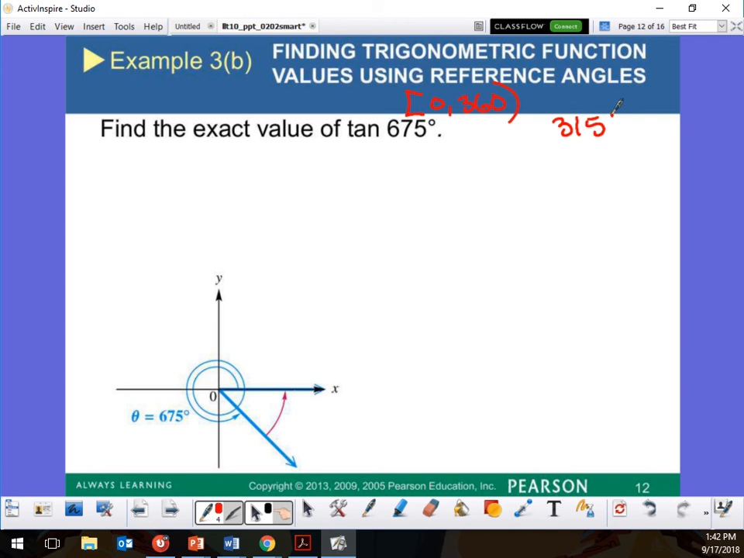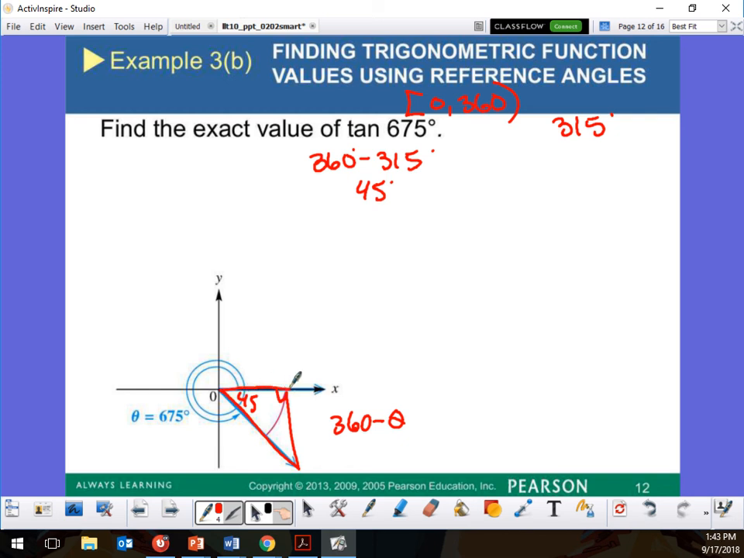Now for this one right here, what quadrant are we in? 4. So we're going to use that for a reference angle. If this is quadrant 4, what was my formula for quadrant 4? 360 minus theta. So 360 minus 315 gives me 45. So my angle is 45 here, and that makes this a 45, 45, 90 triangle. Let's do some values here.